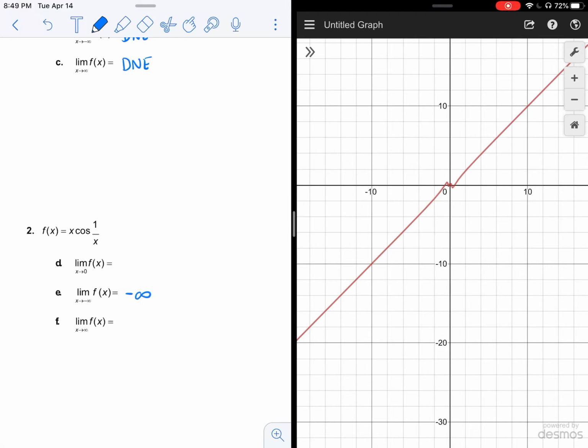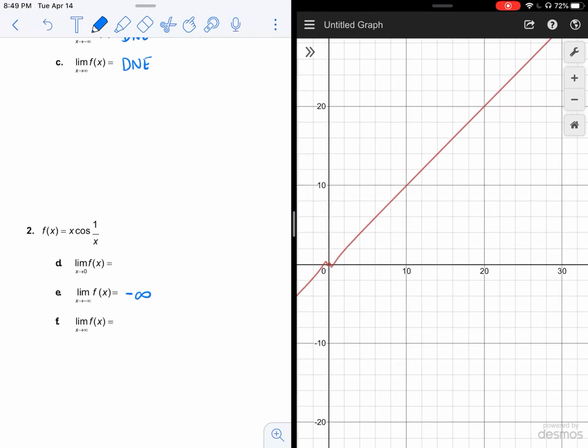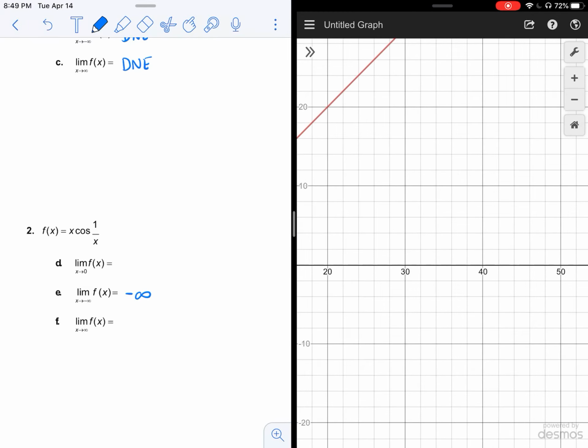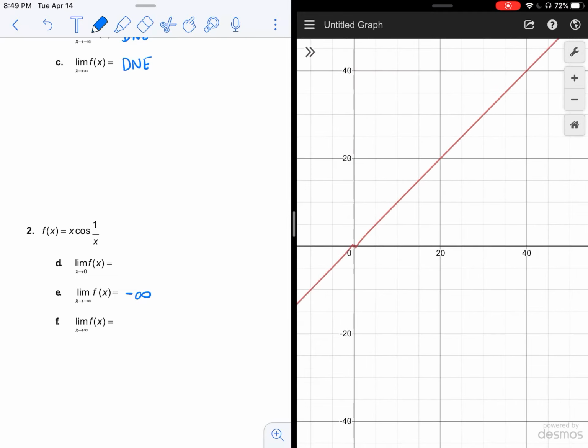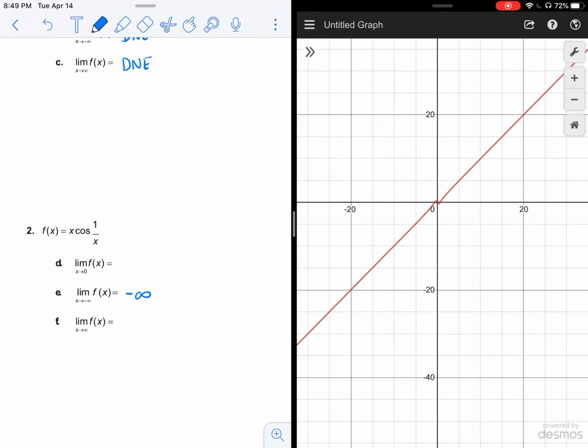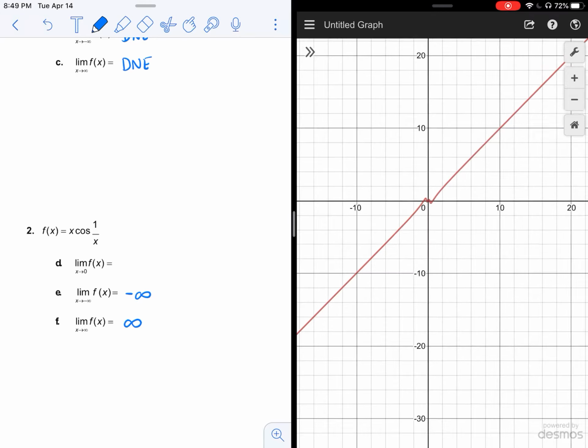The trend is downwards. For positive infinity, we can use Desmos. I'm just going to the left, zooming out a little bit. This graph is growing upwards, so this limit is going to positive infinity. Okay, now let's look at 0.